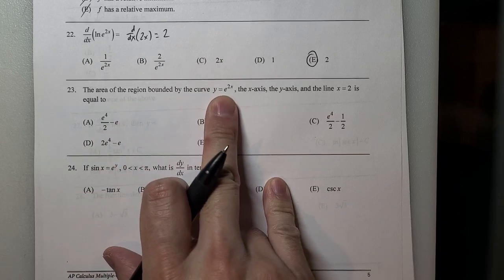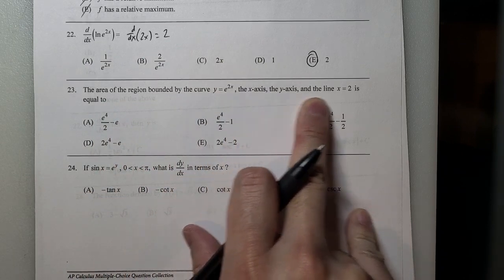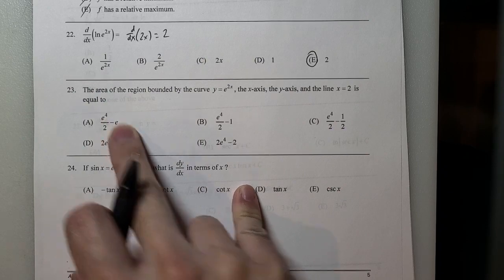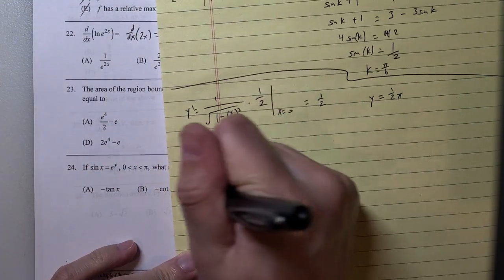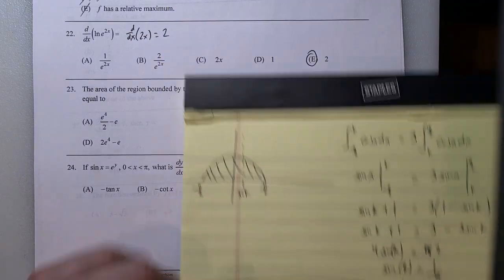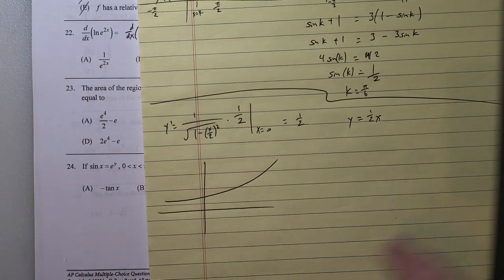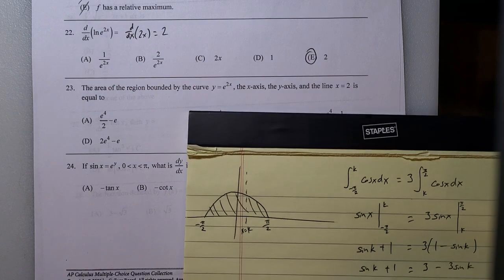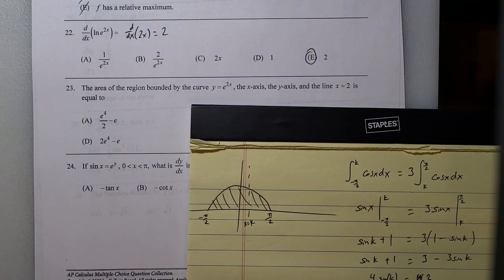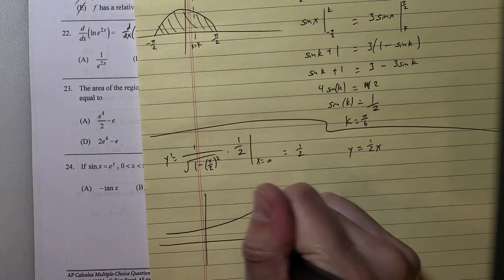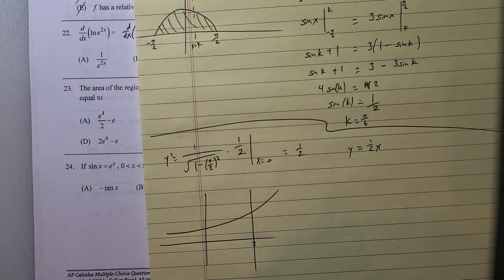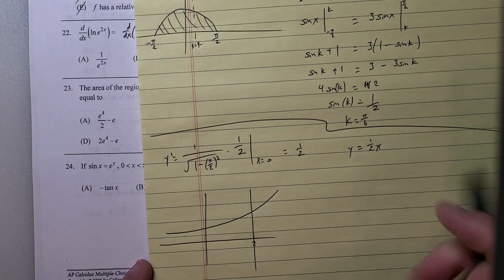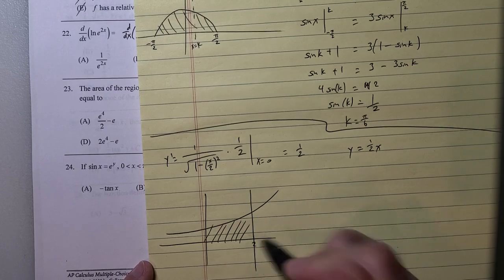Find the area of the region bounded by the curve y is e to 2x, the x-axis, the y-axis, and the line x is equal to what? Okay, let's sketch this region real quick. e to the 2x, just a sketch, looks something like that. The x-axis, the y-axis, and the line x is equal to 2. So if 2 is out here, then this is the region here.